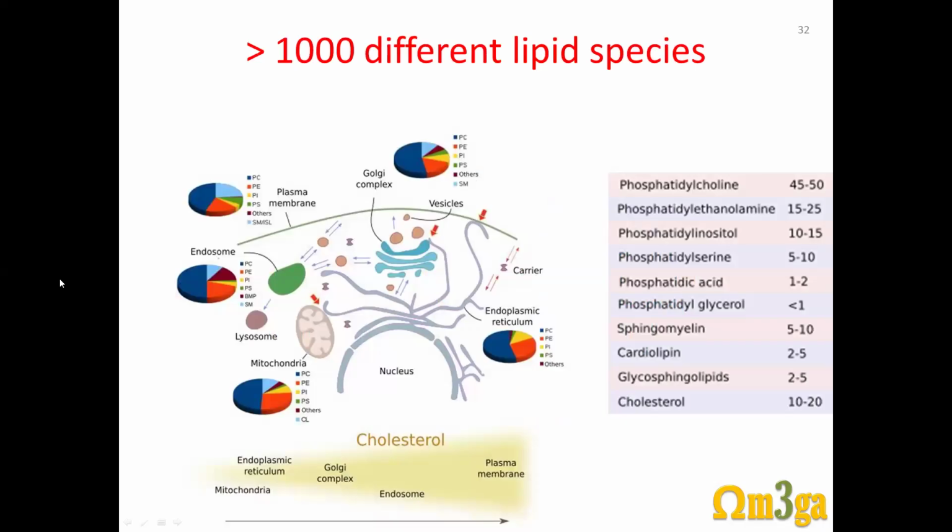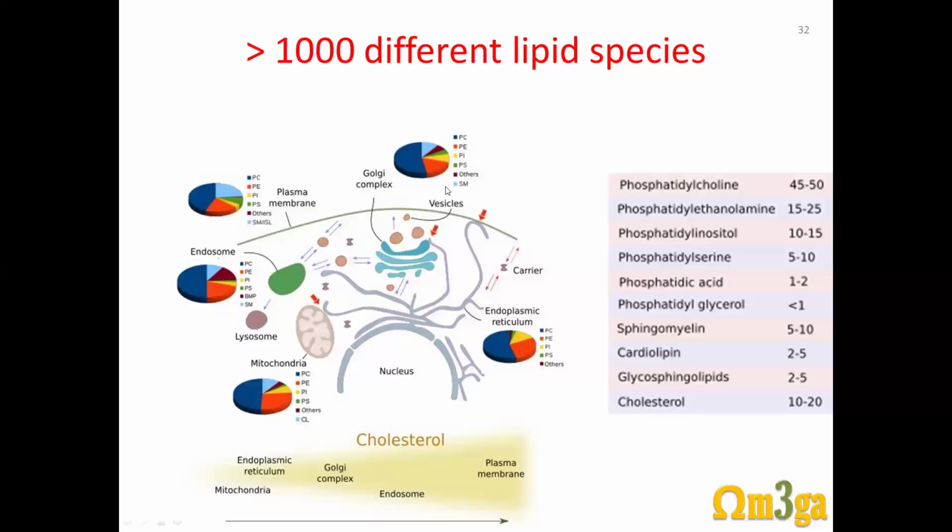And these lipids are very, very diverse, over 1,000 species. They have different compositions in different parts of organs and different organelles. So within the cell, there's a huge variation. Most prominent here is phosphatidylcholine, which I showed you earlier, I think.